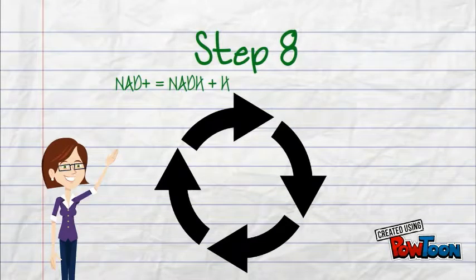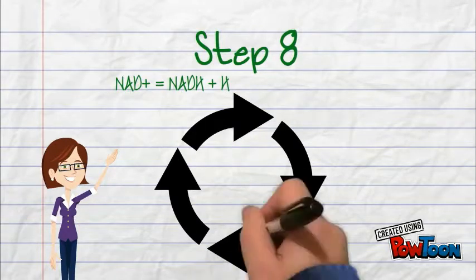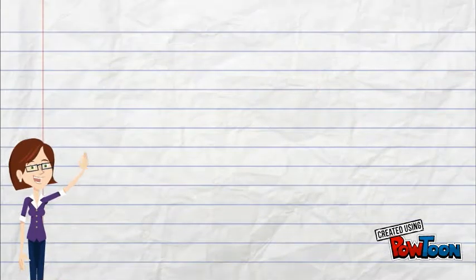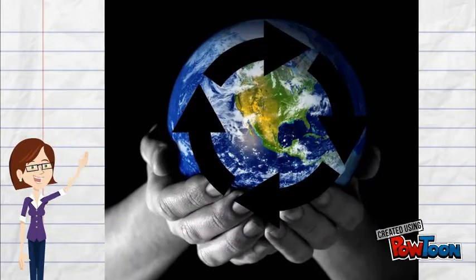Now the process will happen again, producing 2 ATPs. And now with the release of this energy from stage 3, stage 2, and stage 1, it is ready to go to stage 4 and complete one of many cycles of cellular respiration.